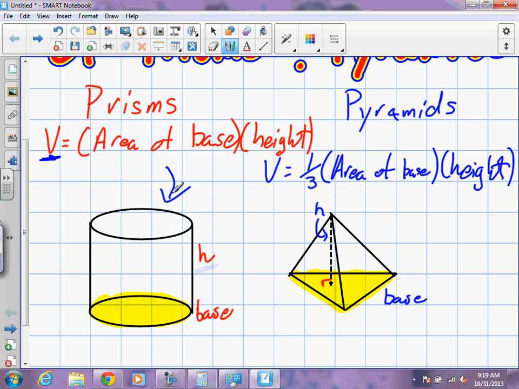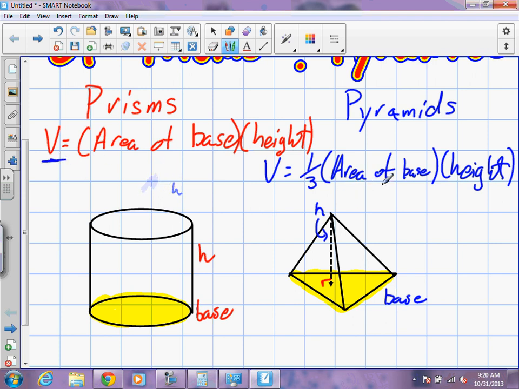As long as we know what the base is, if it was a square face base, we would find the area of the base and multiply it by the height. If it was triangular faced, we would find the area of the face and multiply it by the height. That's the volume.